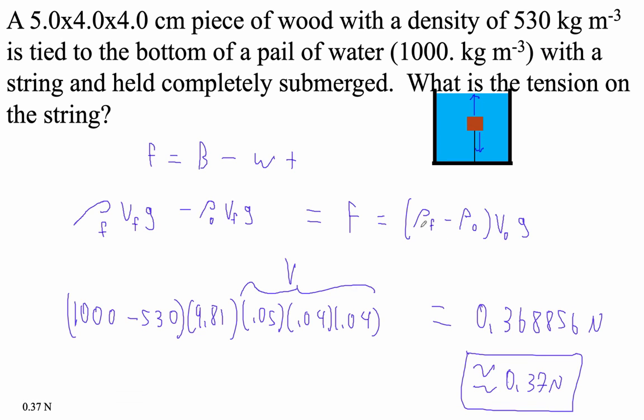Okay, the net buoyant force is going to be just the difference in density. So really there's kind of a formula, right? The net force is the difference in density times the volume times g, right? Volume of the object times g.